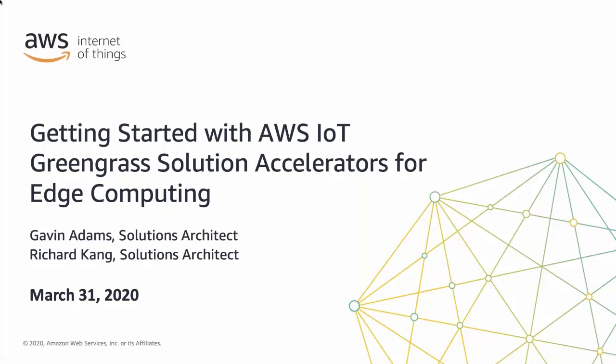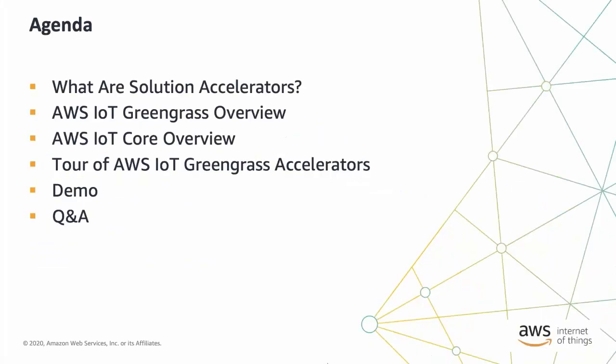Great, so let's go ahead and get started. Today's agenda will be covering a few different things. We're going to first start off and do an overview of what solution accelerators are and why you would want to use them. We're then going to go through a couple of service overviews, Greengrass and IoT Core, because these are intrinsic for how the accelerators work and also how IoT workloads are comprised and built.